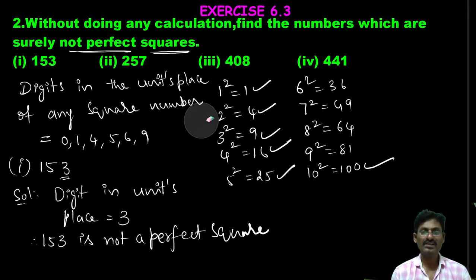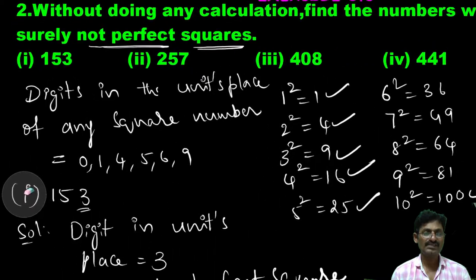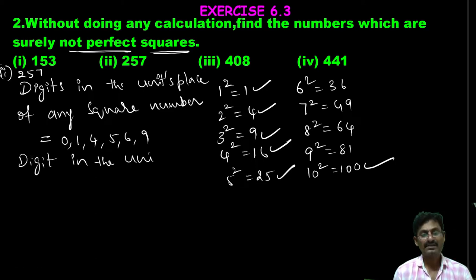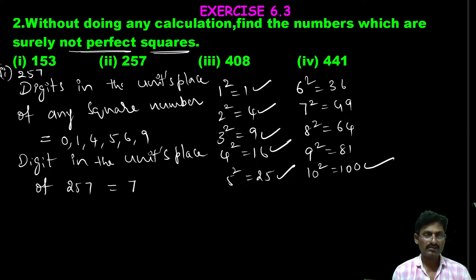Now let us go to the second problem. That is 257. Now digits in the units place of any square number equal to this one. Now digit in the units place of 257 equal to 7. Now you check whether this 7 is in our list or not. No, we don't have 7 in our list. So 257 is not a perfect square. So therefore 257 is not a perfect square.